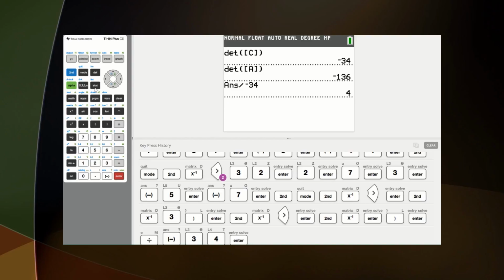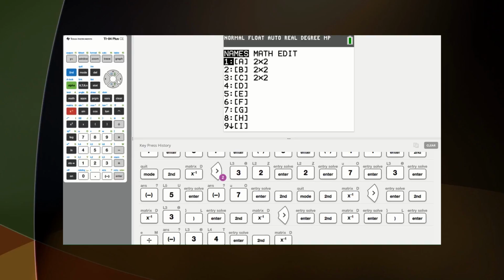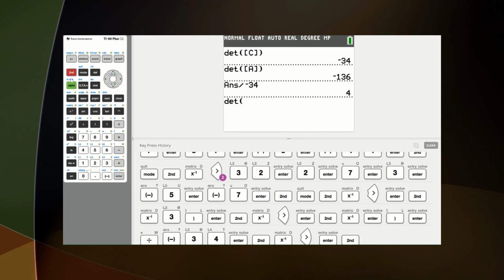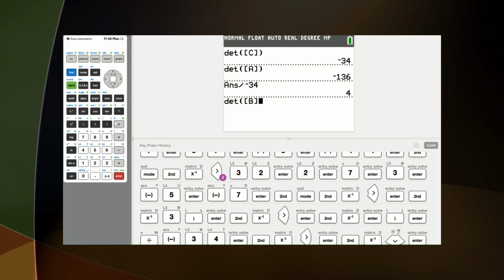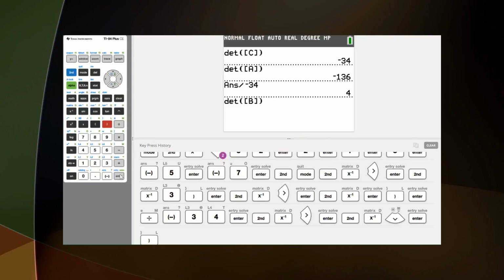Now let's find the y value. Again, I'm going to find the determinant: second matrix, go to math, hit determinant. This time I'm going to choose matrix B, because that's where I put my information for Cramer's rule to find the y coordinate. Close my parentheses. The determinant of matrix B is 472. Something doesn't look right.